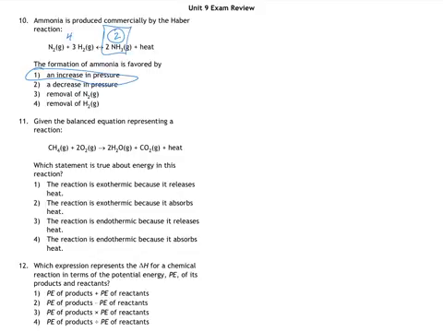In number 11, we want to know, given this balanced equation, which statement is true about energy. So you can see that the energy is over here on the right-hand side of the equation, which means it's a product. And it also means that the reaction is exothermic. So that leaves us with basically choice 1 that we can choose.